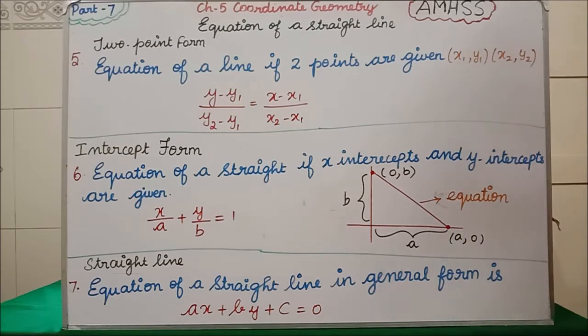Whenever they ask to find the equation of a straight line, in that question the final answer has to be represented with one x term, one y term, and a constant term equal to 0. In that general form only your answer should be. Clear, students? These are the formulas we are going to apply in exercise 5.3.